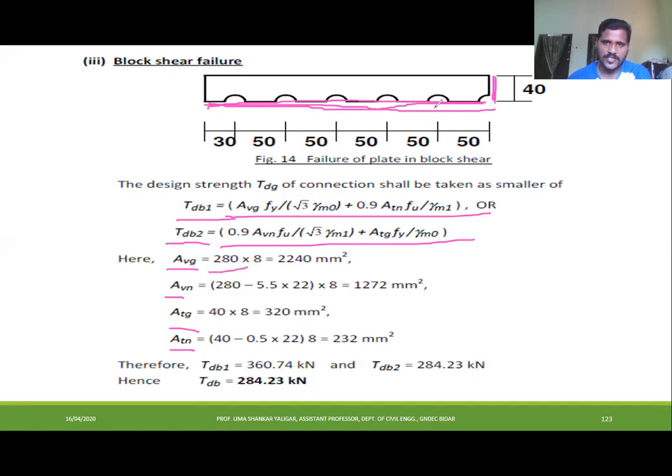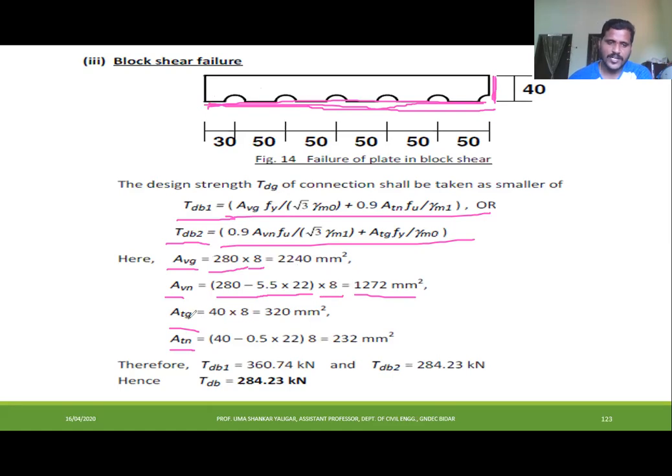And thickness of this angle section is 8 mm. Then similarly, if you want the Avn, V means the shear plane, and N means net area. Net area due to the shear plane means we need to subtract the bolt hole. From here to here it is 280. But in this, how many bolts are we getting? 1, 2, 3, 4, 5, and this one is half, means 5.5. So 280 minus 5.5 into the hole diameter. The hole diameter is 22 mm. This will give the length, and this entire thing will be multiplied by the thickness of the angle section. It will give the net area due to the shear plane.